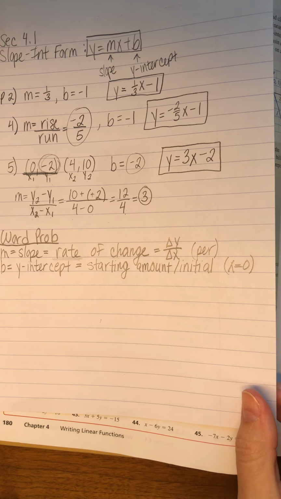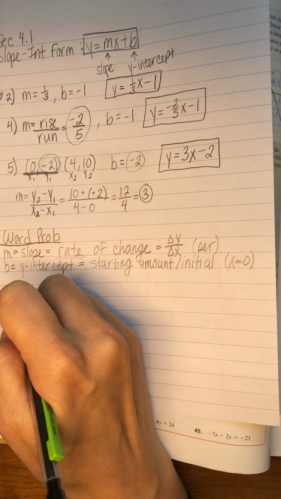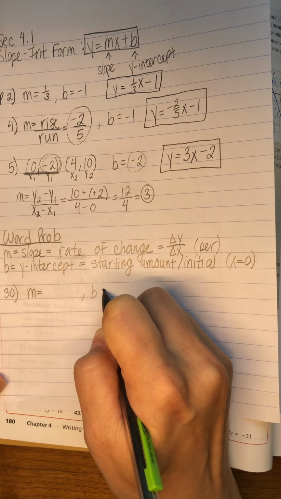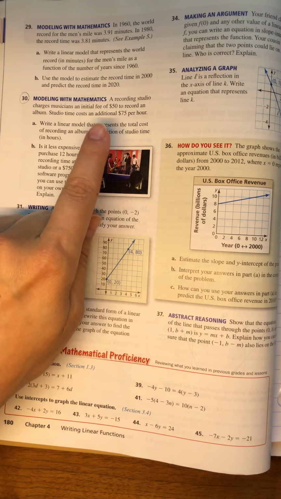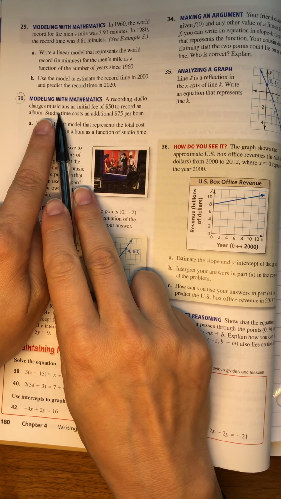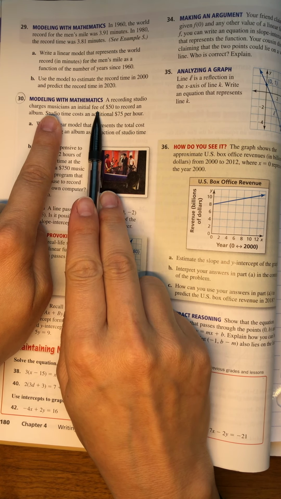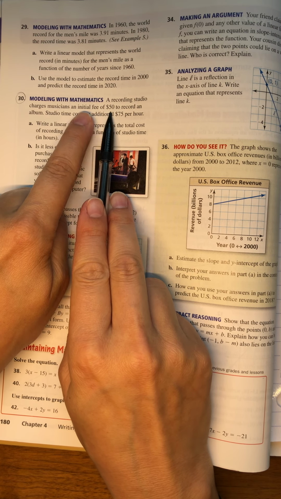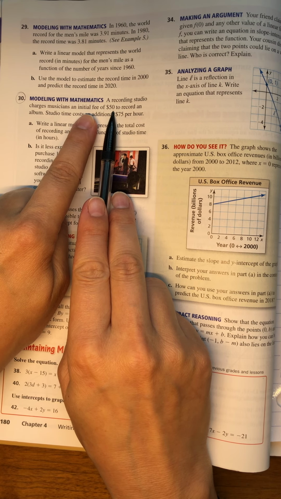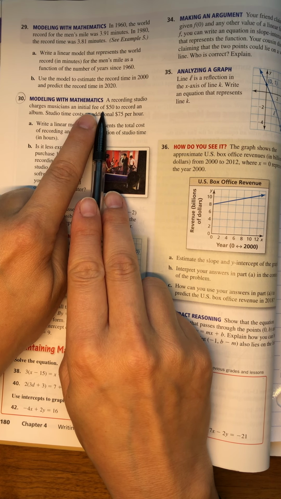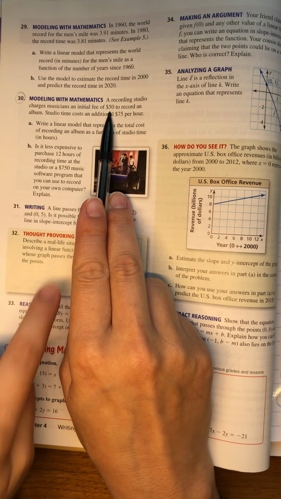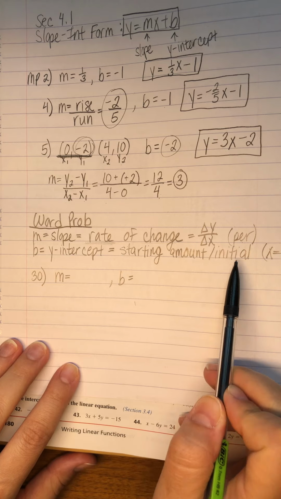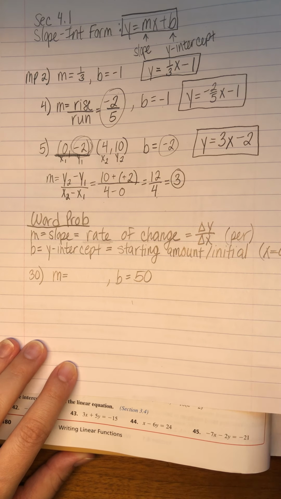So now let's go back to problem number 30, and let's see if we can identify our m and our b from the word problem. Let's read it again. A recording studio charges musicians an initial fee of $50. That right there is our y-intercept. What do I have to pay initially to record? No time has passed. There are 0 hours. Just to get in the studio, I have to pay $50. That 50 is my starting amount, my initial amount, which would be my b.